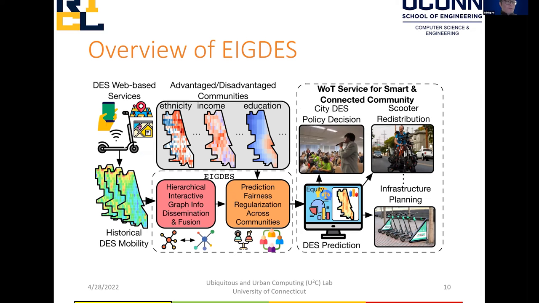This is an overview of our framework. Due to time limits, I will not discuss too much, but the predictions provided here help the WOT service towards connected communities. Our scheme can support city dockless e-scooter sharing policy decisions, scooter distributions, as well as planning supporting infrastructure like docks.